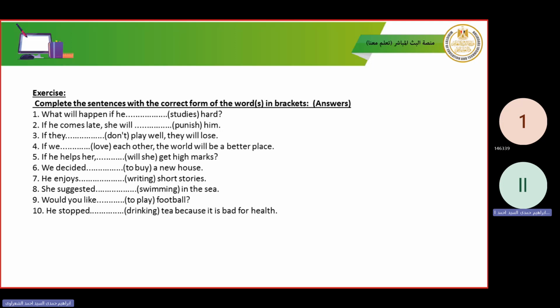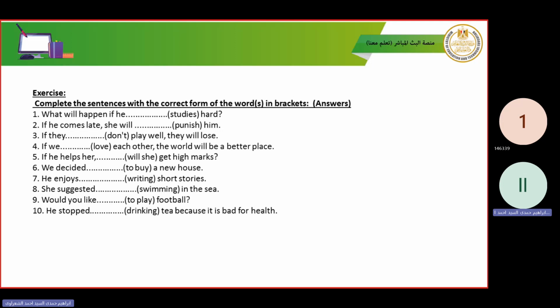Number three, if they don't play well. Right? So the negative forms of the present simple are don't or doesn't, as we said. Number four, if we love each other. Of course the infinitive, with no addition to anything with I, we, you, they. This is the present simple. Number five, if he helps her, will she?